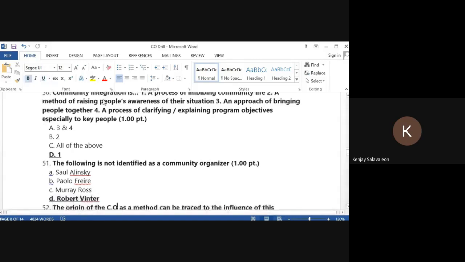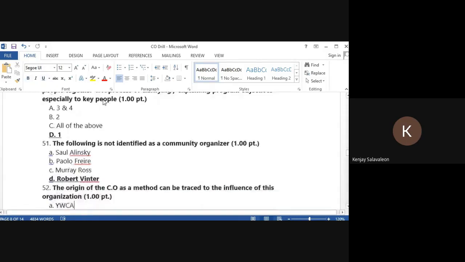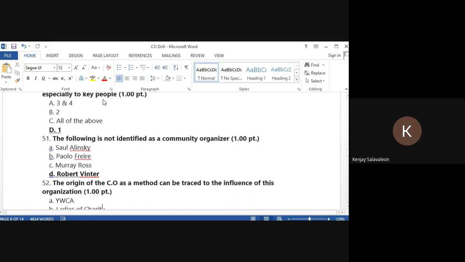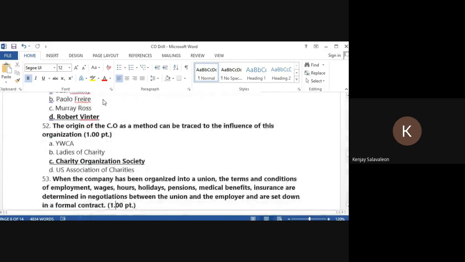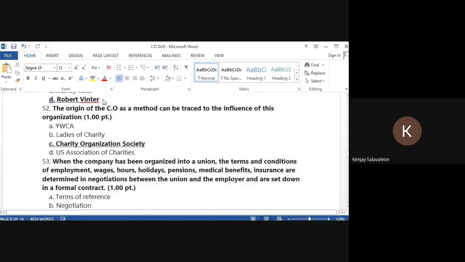51. The following is not identified as community organizer. Of course, it is Robert Winter, because he is a group worker. Saul Alinsky, Paulo Freire, and Murray Ross are community organizers. Paulo Freire is coming from South America, from Brazil.